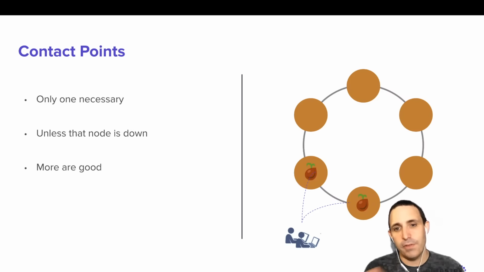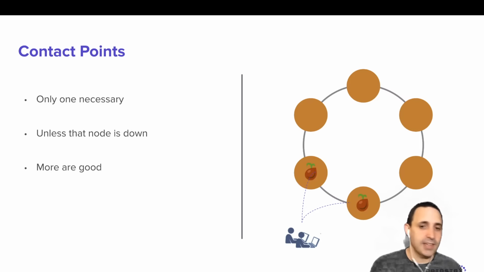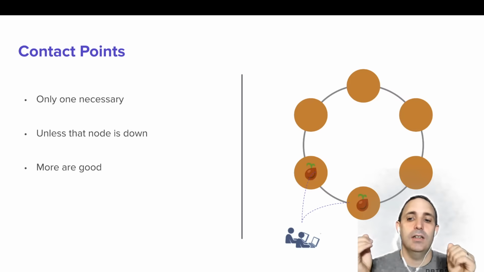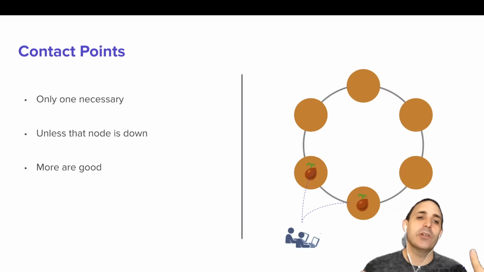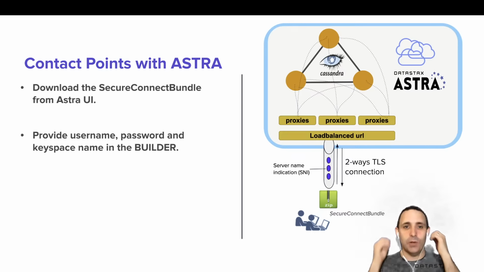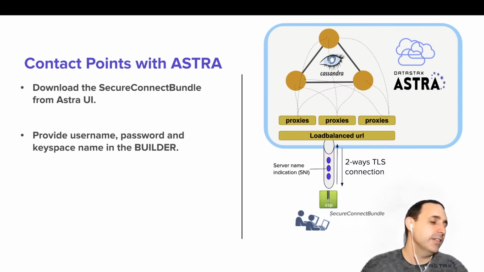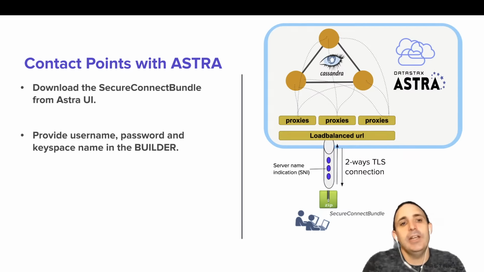Even if the contact point is down after a few minutes, it's not a big deal at the client side because the driver has everything it needs to do the failover for you. Okay, that's Cassandra on-premise close to you. But hey, we are using a cloud service. So how does it work? Well, it works the same. There is simply a trick.